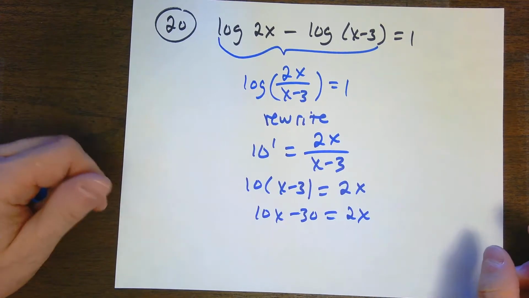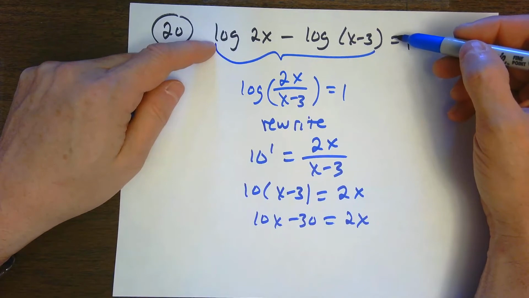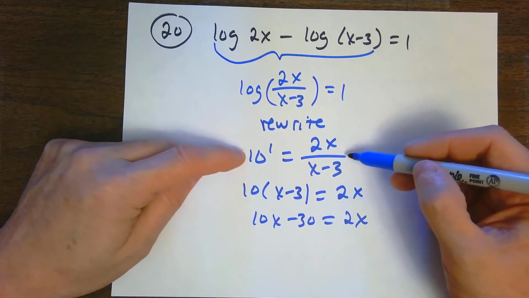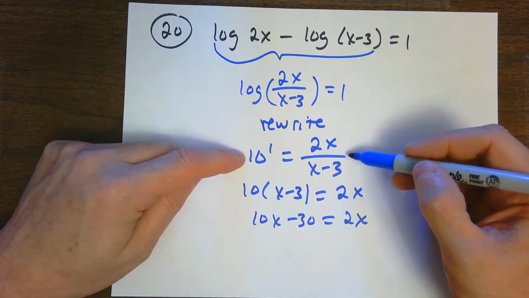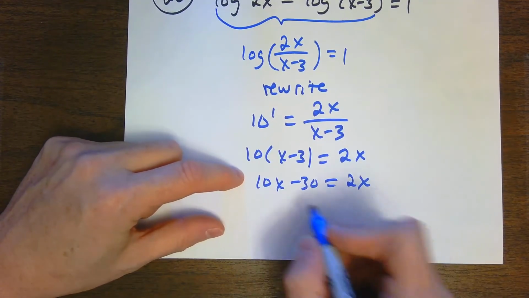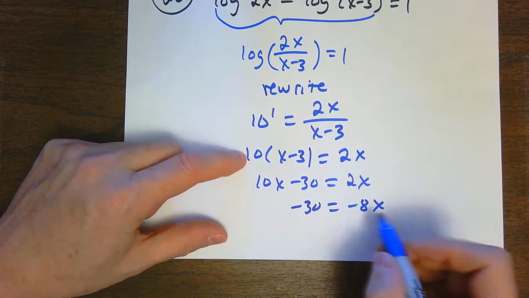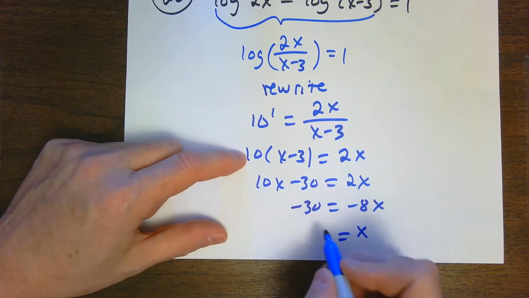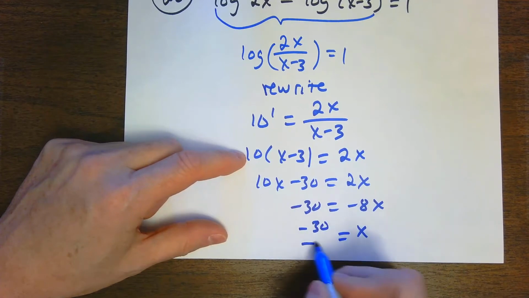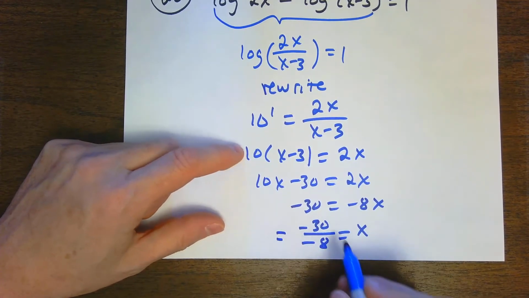The more we simplify, the easier this thing becomes. We started with a very difficult logarithmic equation here. After rewriting it, we got what seemed a difficult equation to solve, and it's getting simpler and simpler here. Subtract 10x's from both sides. Negative 30 equals negative 8x. Divide by negative 8, and x is negative 30 over negative 8.